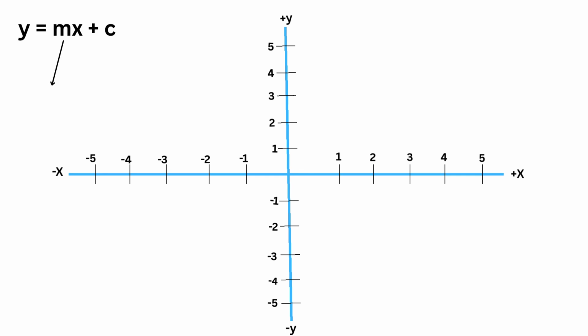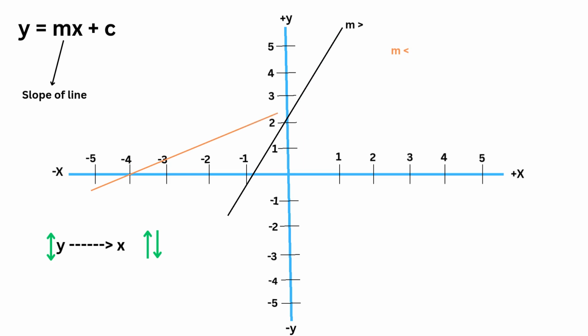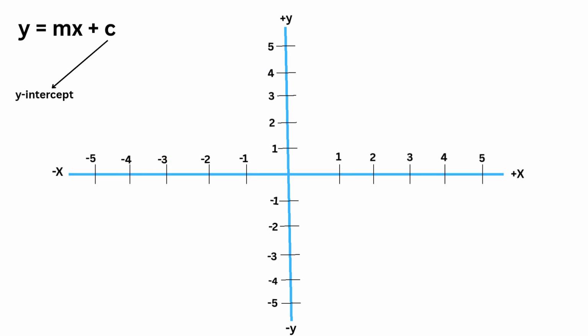Here, m represents the slope of the line. It tells us how steep the line is, in other words, how much y changes when x increases or decreases. If m is large, the line rises sharply. If m is small, it rises gently. And if m is negative, the line goes downhill instead of up. Next, c is what we call the y-intercept. That's simply the point where the line cuts the y-axis, the starting value of y when x equals 0.